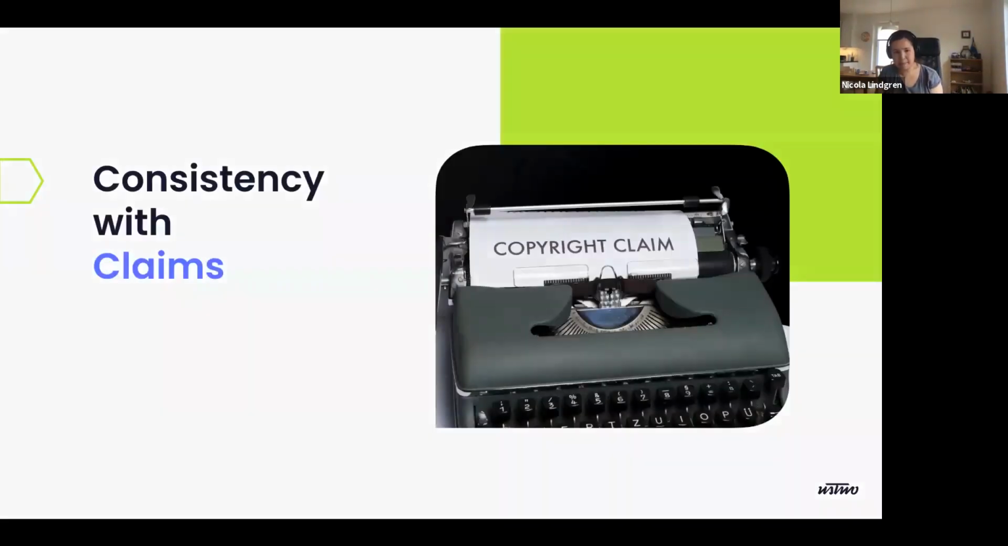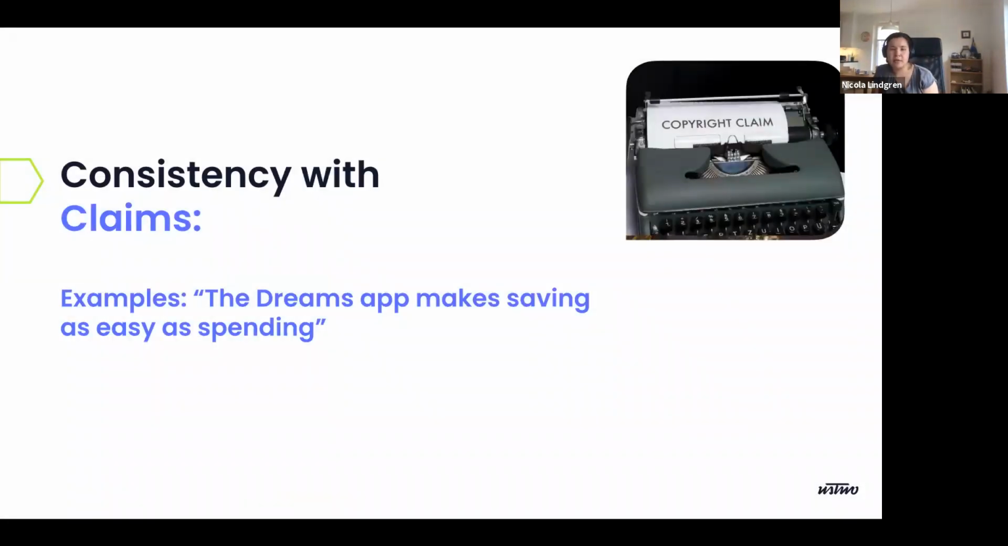Consistency with claims. When you're testing against this heuristic, you are making sure that whatever the company has claimed about the feature or the app is true.